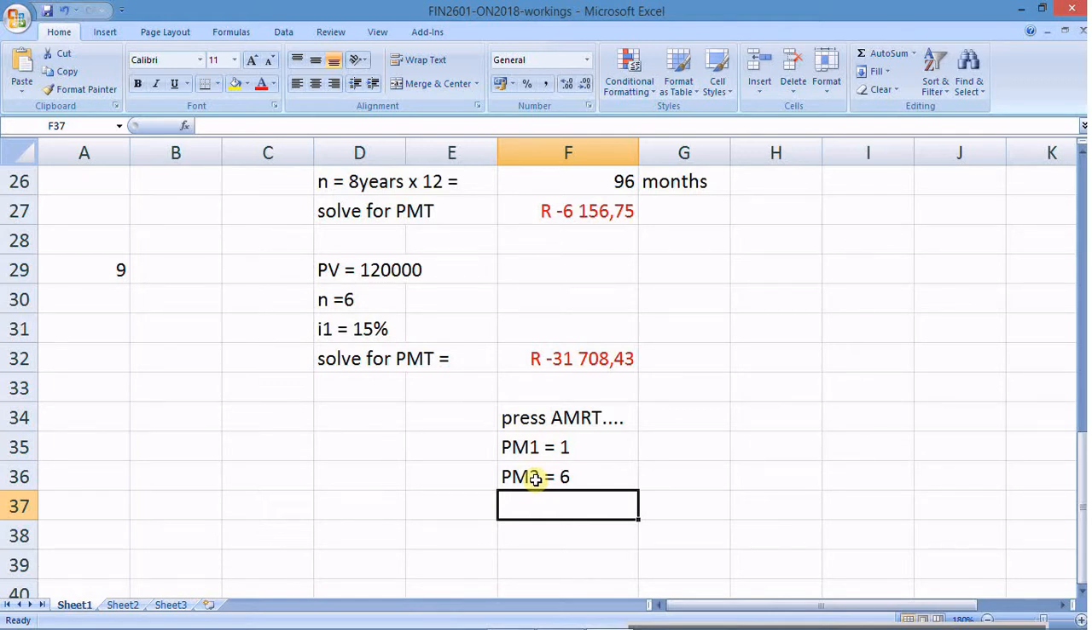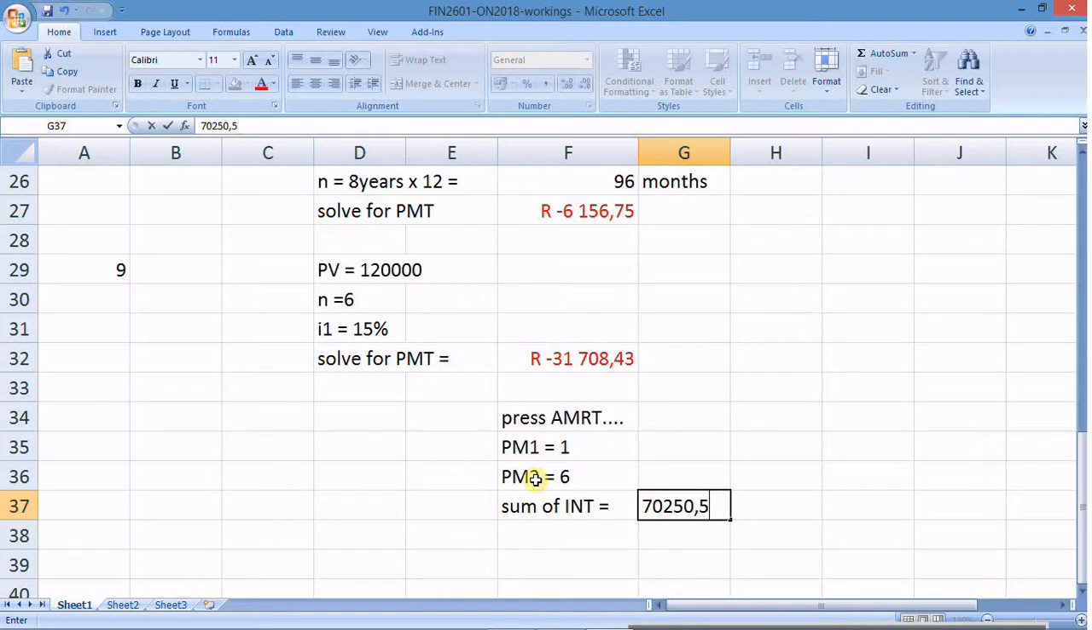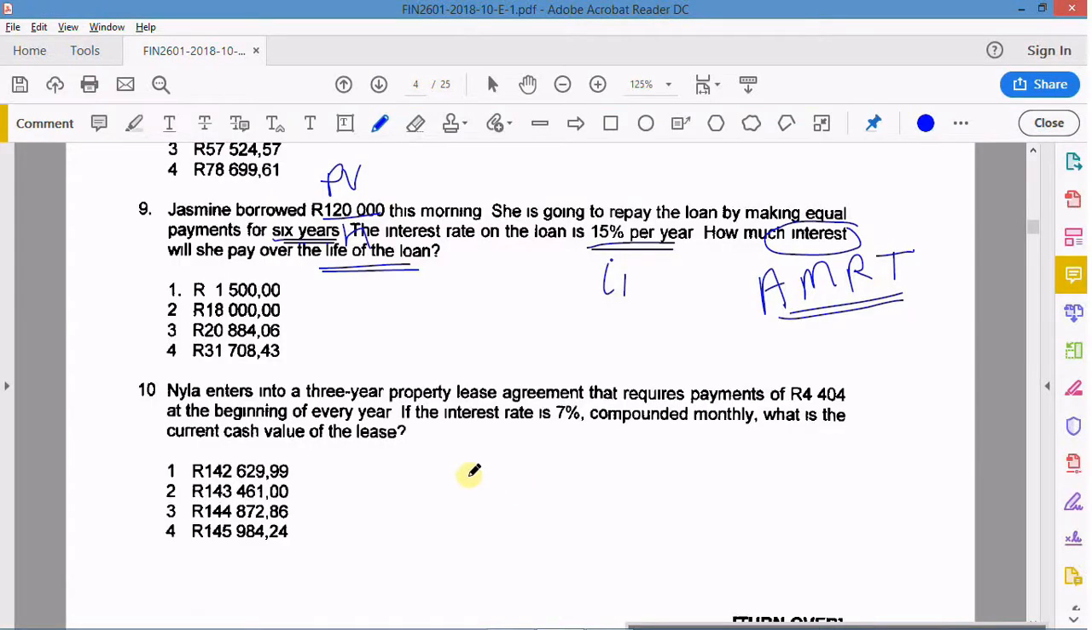You're looking for the sum of the interest. There. See, sum, that fancy mathematical symbol. I must have said sum of interest. What do you see on the screen? 70,250. Say that slower. 70,250.57.